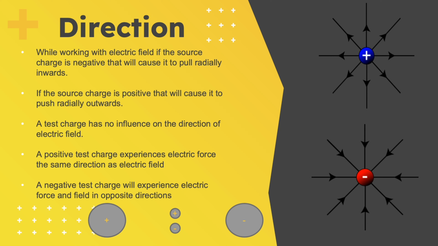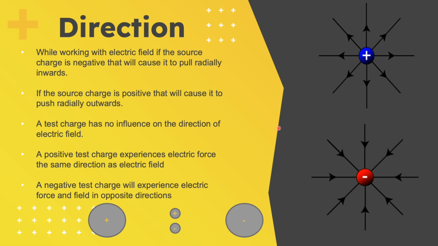Before we move on to doing some practice questions related to electric field, we first need to fully understand direction as it's extremely vital. So, while working with the electric field, if the source charge is negative, that will cause it to pull radially inwards. And if the source charge is positive, that will cause it to push radially outwards, as shown in these two diagrams here.